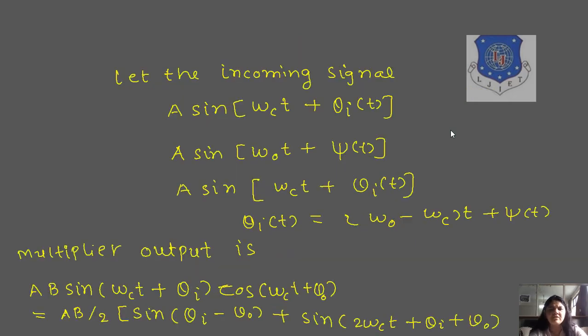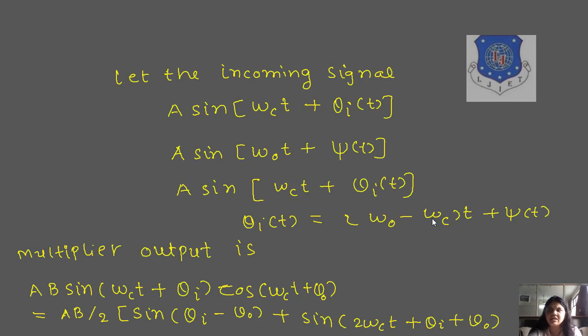Now we'll do some further analysis of this kind of PLL. Let the incoming signal be A sin(omega c t plus theta i(t)). If there is some phase change, then this would be A sin(omega 0 t plus psi(t)). But if it does not happen, then I can take my incoming signal as A sin(omega c t plus theta i(t)), where theta i(t) is equal to (omega 0 minus omega c)t plus psi(t).